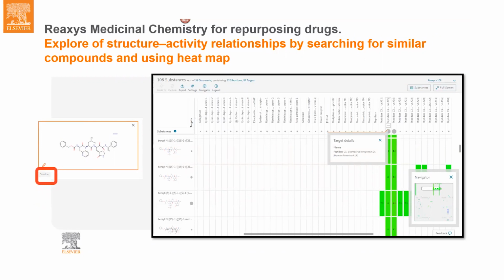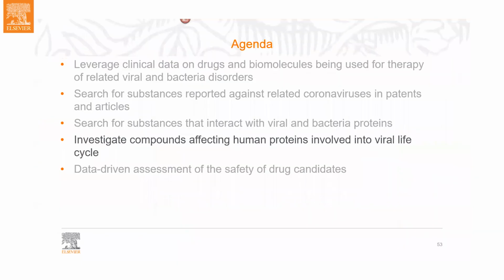We already discussed that you can make structure-activity relation by typing, even in quick search, some scaffold, search for example, similar compounds or derivatives. After that, you can go to the heat map and assess all the bioactivity related to this scaffold.